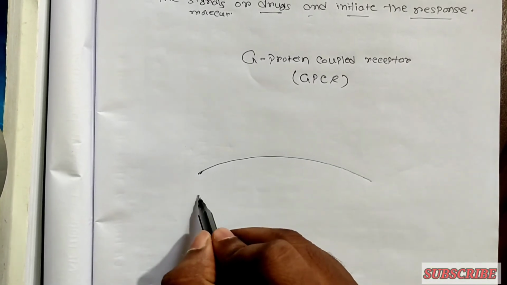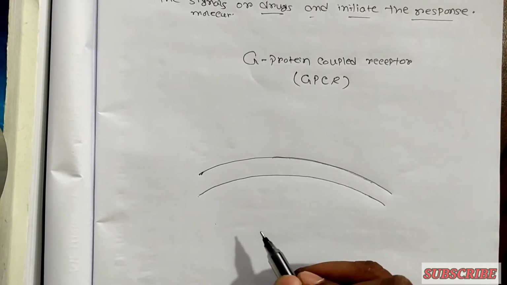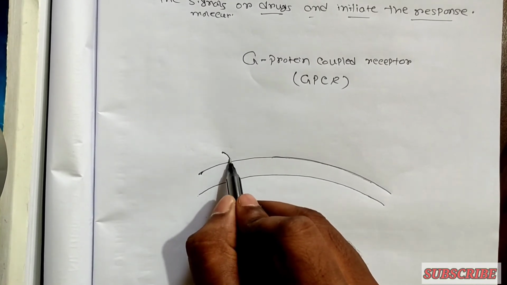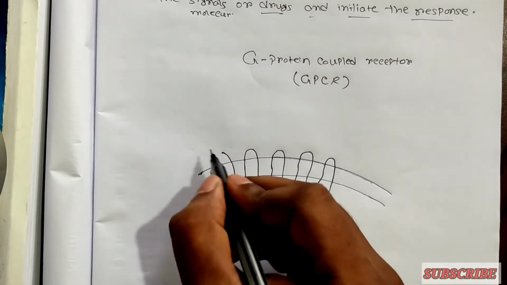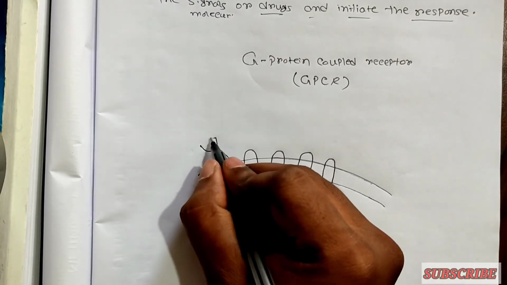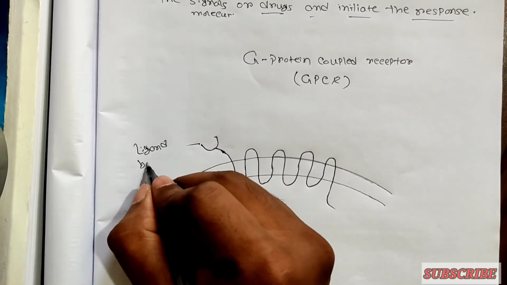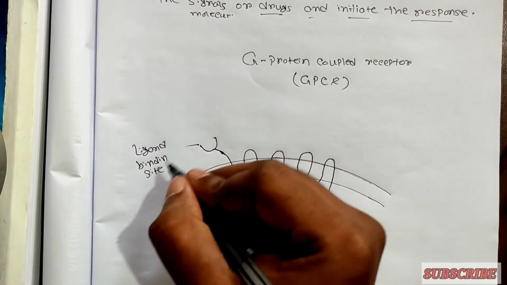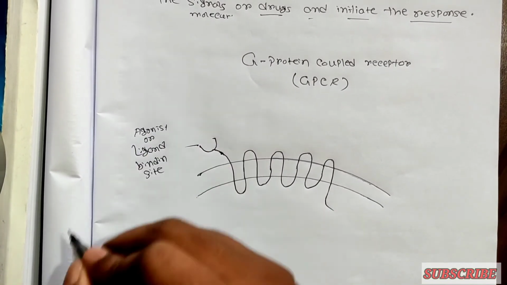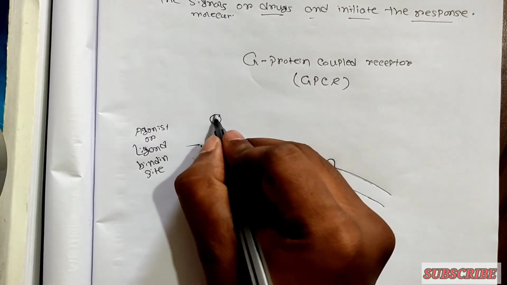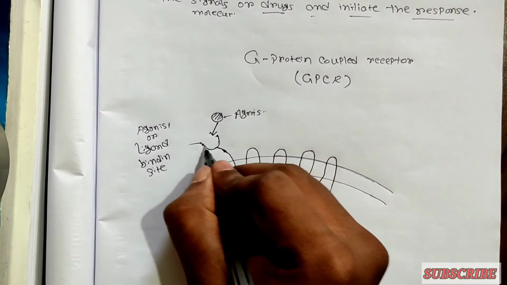So let's think this is a cell membrane, or we can say it's a plasma membrane. This receptor is located on the plasma membrane. It is a 7 helical receptor. Okay. The outer arm consists of the binding site, that is the ligand binding site, or agonist. Okay, so this is the agonist, which is going to bind in this site.